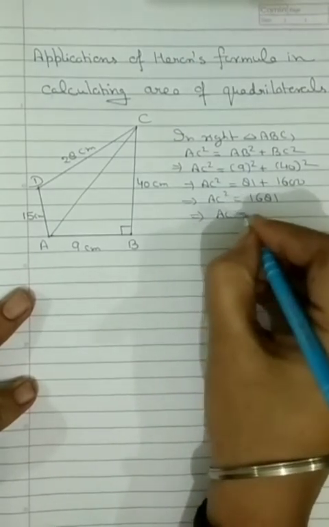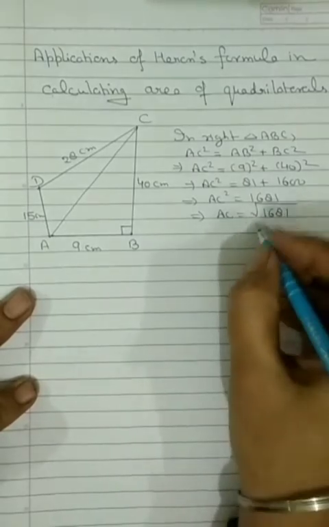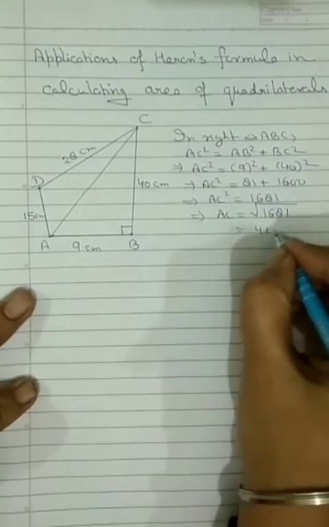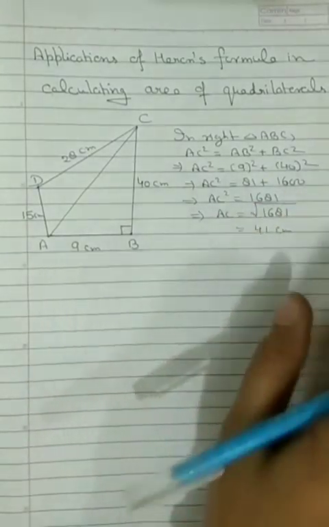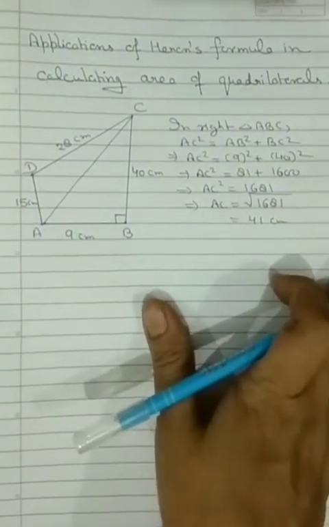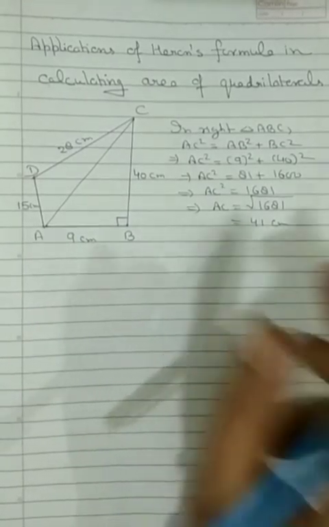If we calculate the square root of 1681, it will be 41 centimeters. You have learned how to calculate the square roots in class 8. The value of AC is 41 centimeters.